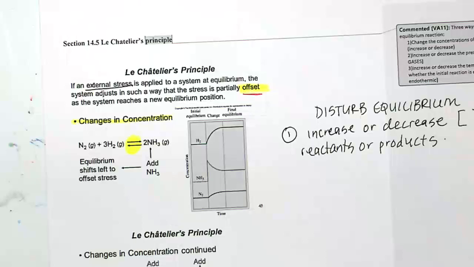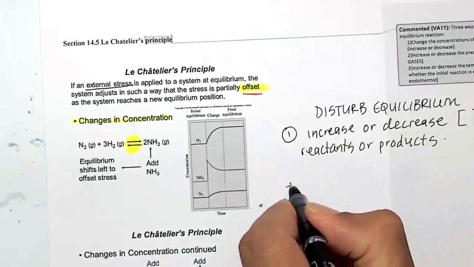Not to the side to increase it more, but to offset it. So it will shift to the side to decrease it. You increased it, so where will the equilibrium go? To the side that is decreasing it. You see what I mean? All right, so that's one way to disturb the equilibrium.